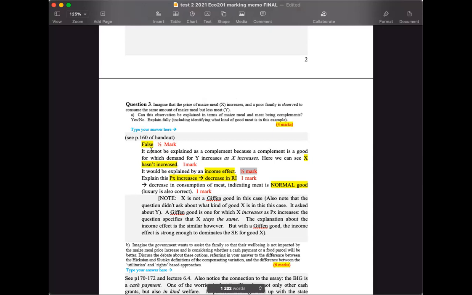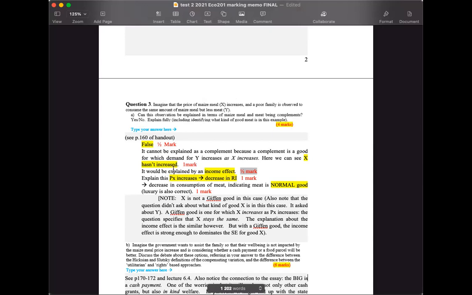So it cannot be explained as a complement because a complement is a good for which demand for Y increases as X increases. So here we can see that X hasn't increased. The good has in fact stayed the same. So this would be explained by an income effect. And how you do this, you explain it as follows.